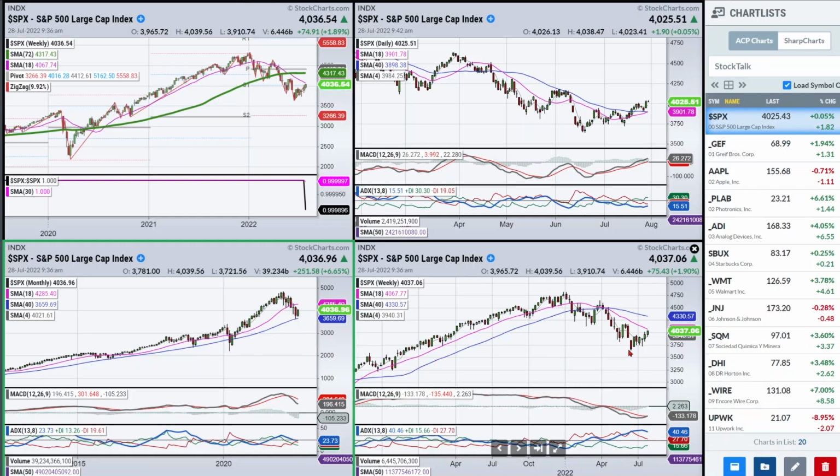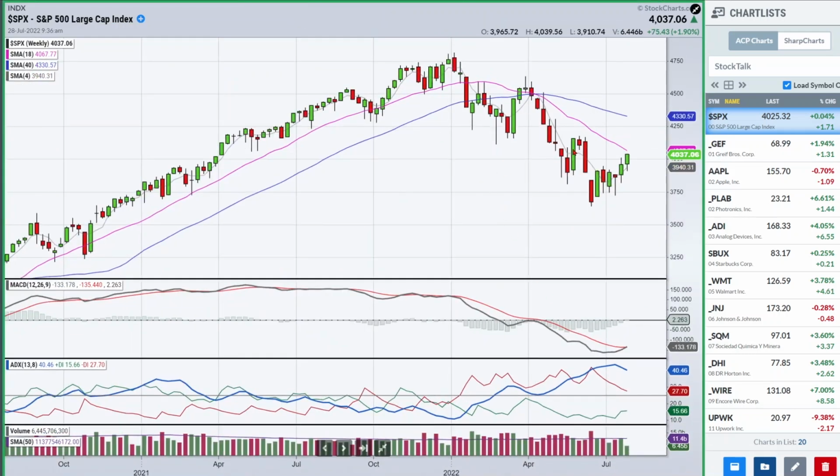We're in the midst of a rally right now, and it's counter trend to the weekly chart. There are a number of things to look at on the weekly. We've got a declining 18-week and a declining 40. The 18 is below the 40, and they're moving down at about the same rate. Typically you would say, hey, that's a pretty strong trend.